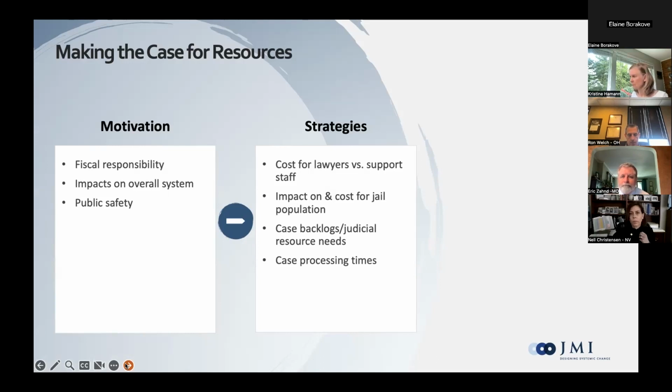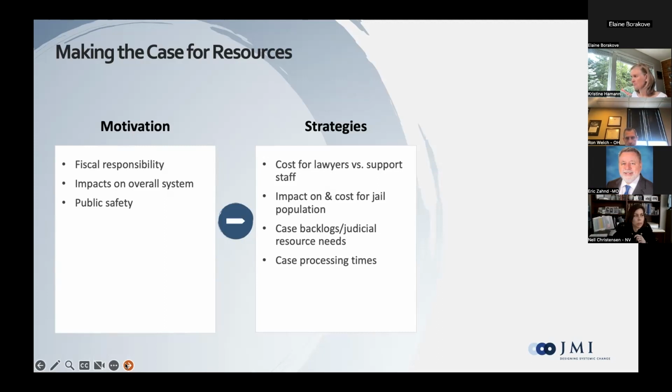So if it's fiscal responsibility, part of the argument is that we can pay for more lawyers to support the status quo, or you could resource us sufficiently with support staff so that our lawyers can actually do the work and reduce their overall workload. You can talk about, and this is something that I was doing here at the Safety and Justice Challenge Conference in Missouri, the impact and the cost of jail population. When people sit in jail pre-trial for months on end, there's a cost to the county for that, and there's a cost to taxpayers. So that's another potentially really salient argument for policymakers.